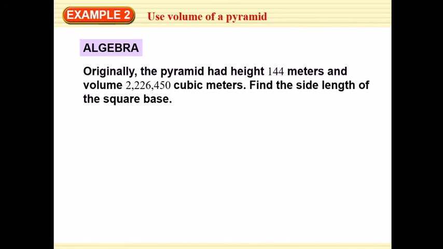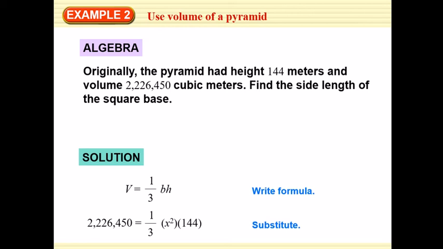Okay, example 2. Originally, the pyramid had a height of 144 meters and a volume of 2,226,450 cubic meters. Find the side length. Of course, always write out your formula first, and then fill in what you know. We know the volume and we know the height of the pyramid. So there goes my volume, and then the height of my pyramid.